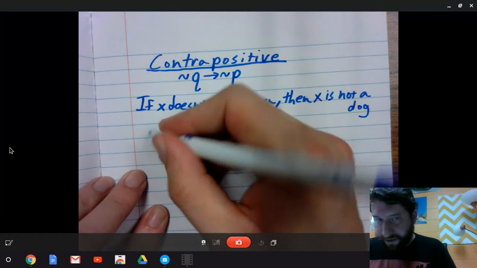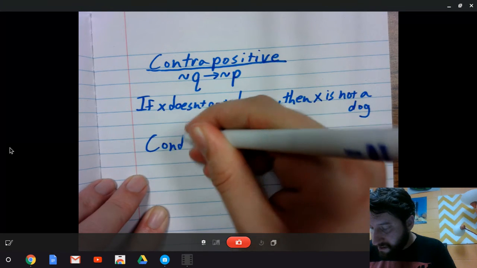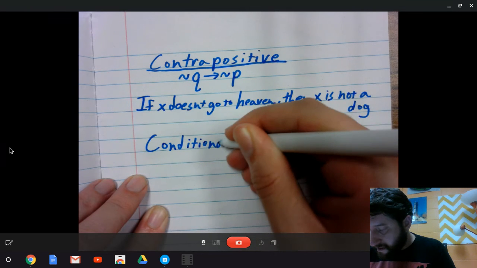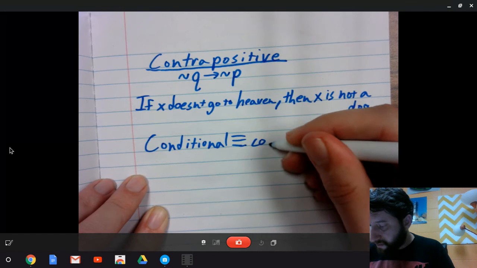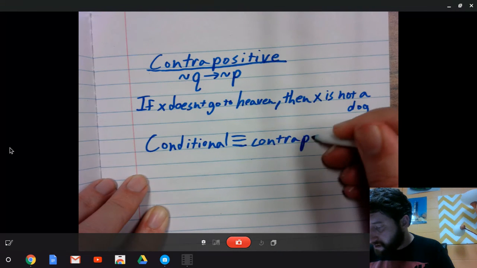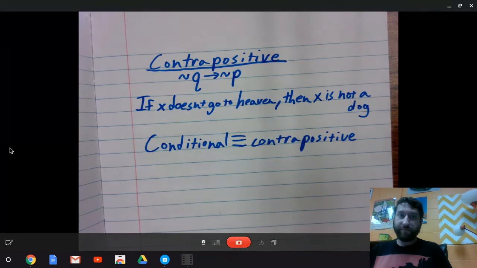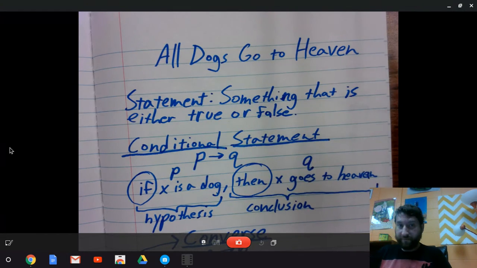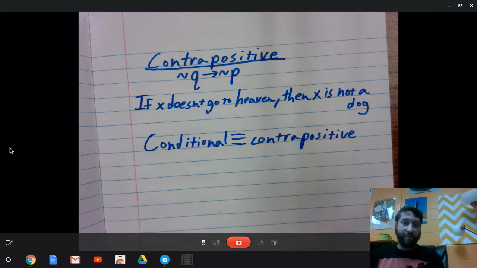And once again, this is important, so I'm going to write it down. Conditional is always equivalent to the contrapositive. All right. So, conditional statement, converse, inverse, and contrapositive. Those are the four big deals. All right. And there's also one more.